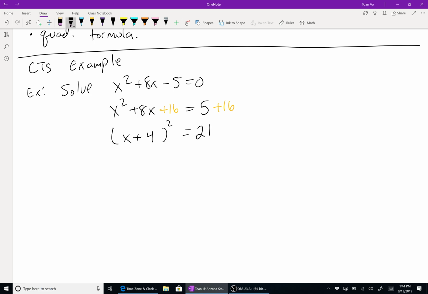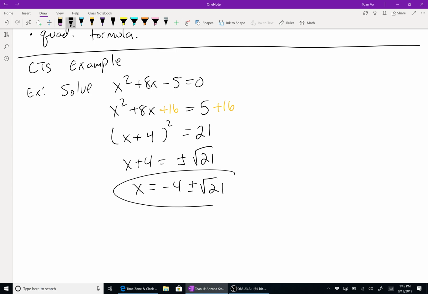And now notice it's a one-term equation. Solve it using inverse operations. Square root both sides. Subtract the 4. My answer has a plus or minus, but it has a special symbol, it has a radical. So I'll just go ahead and leave my answer like that.